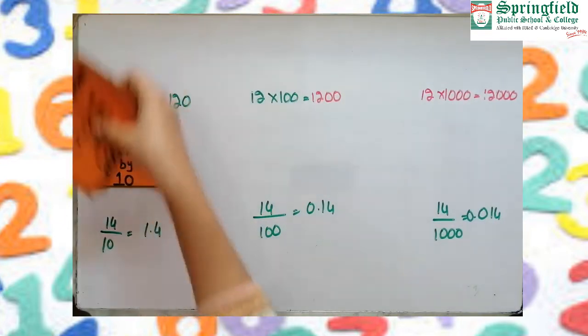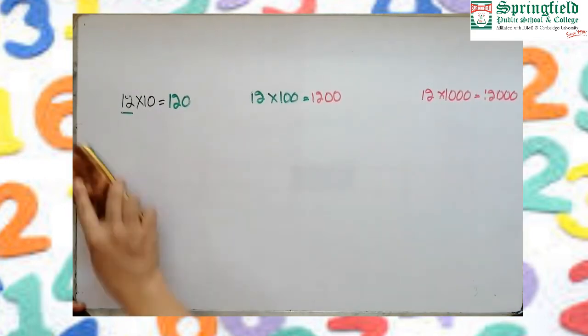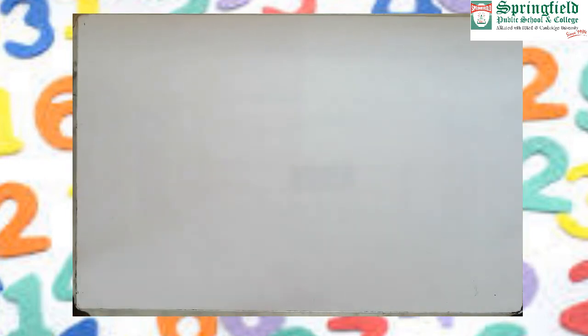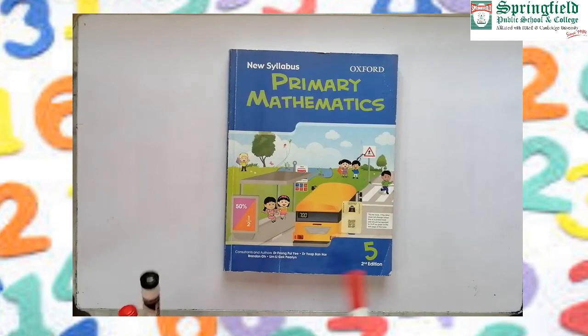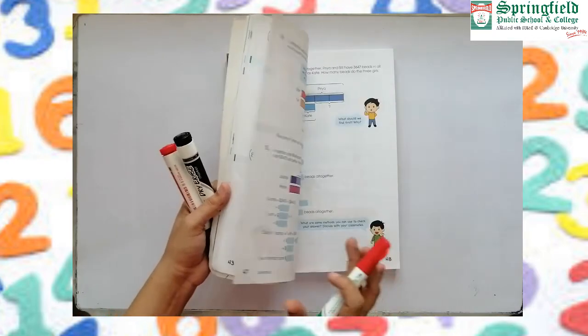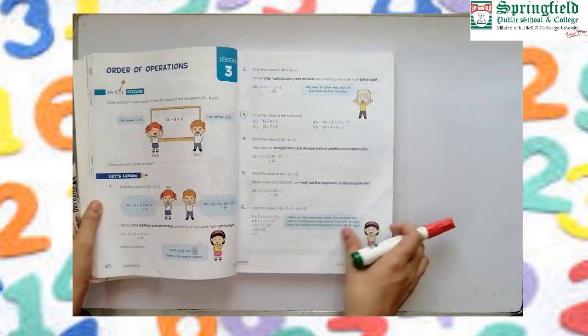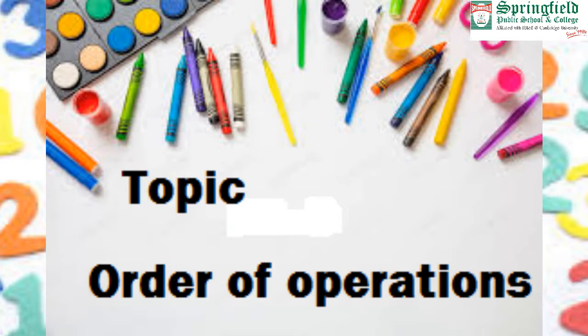Okay, now come to the new topic. For the new topic, first open your book. This is your book, Primary Mathematics 5th, 2nd edition. Now turn to page number 41. Okay students, as we are already doing chapter number 2, now we will start lesson number 3. The name of the lesson is order of operation.